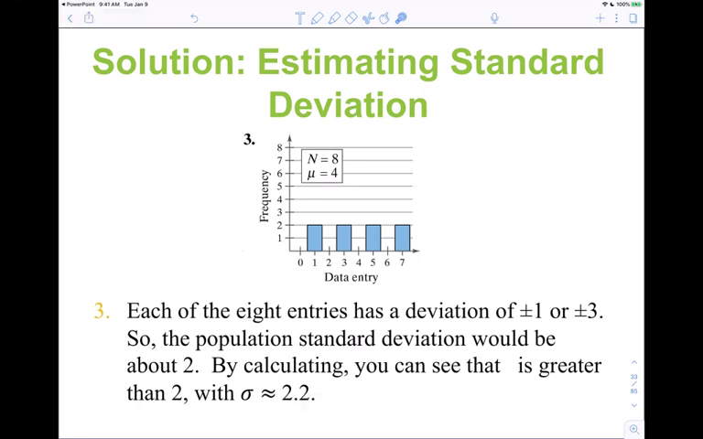So about 2. Here's the average. This one's plus 1. This one's plus 3. So the average between 1 and 3 is 2. That makes sense. By calculating, we can see that this is greater than 2, with a standard deviation of 2.2. Okay, that's fine. Let's keep moving. We got a lot of slides.